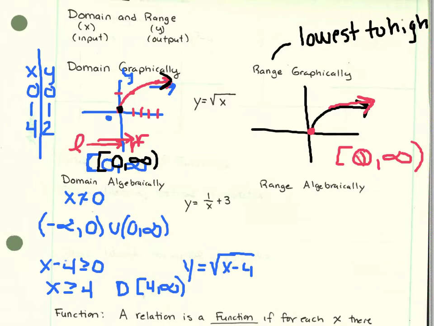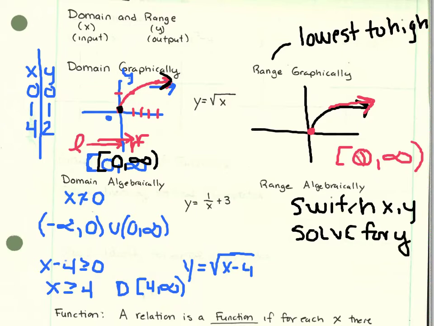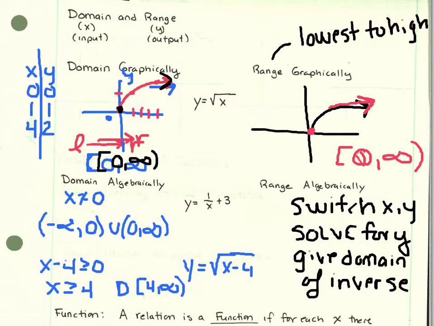Most of the time, it's just easier to find the range graphically than algebraically, but the method for finding the range algebraically is to switch x and y, solve for y, and then give the domain of this inverse function. The inverse function is what you got when you solved after switching x and y, and the inverse function's domain is the algebraic range.